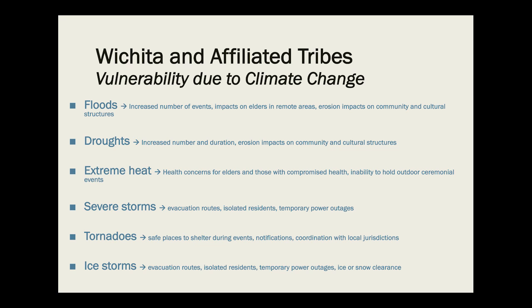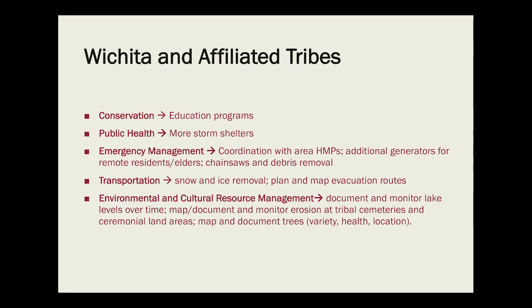And ice storms, related to severe storms and tornadoes, making sure people have safe spaces, that they have evacuation routes, and that isolated residents potentially have generators or other kinds of things to provide interim assistance, as well as clearing ice and snow and debris. These are all concerns that are probably relevant for many communities, but these were specifically the ones that were called out for the Wichita and affiliated tribes.